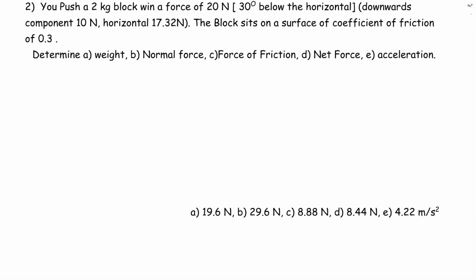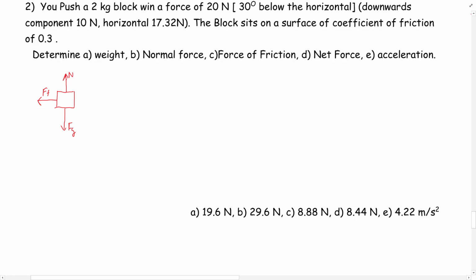Now you're pushing a 2 kilogram block with a force of 20 newtons, 30 degrees below the horizontal. So the downward component is 10 and 17.32. So let's just draw our free body diagram. There's still a normal force sitting on a surface, and there's a force of gravity. And if we're going to be pushing in this general direction to the right, there has to be a frictional force this way. And the frictional force is perpendicular to the normal force, always.